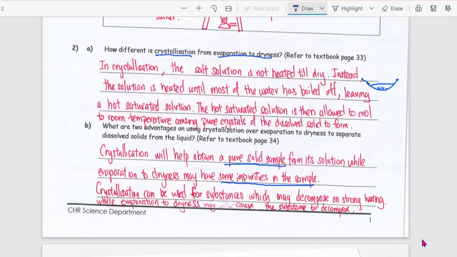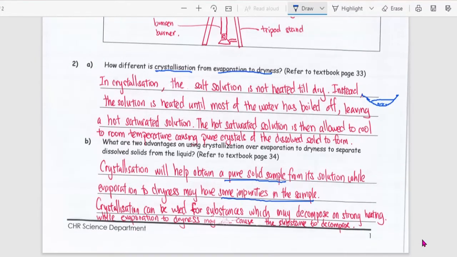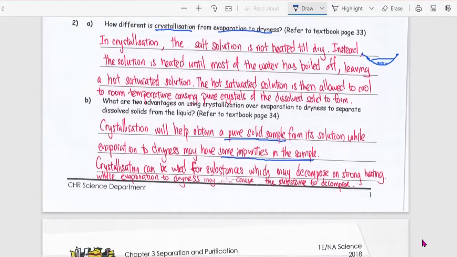Next, crystallization can be used for substances which may decompose on strong heating, since evaporation to dryness may cause the substance to decompose. Example, sugar. If you use evaporation to dryness for sugar, when you heat it up it will decompose, whereas you can actually collect the sugar crystals back if you use the crystallization method.